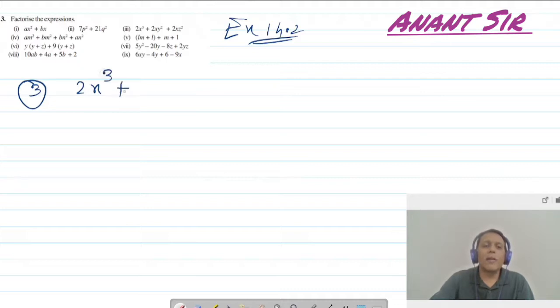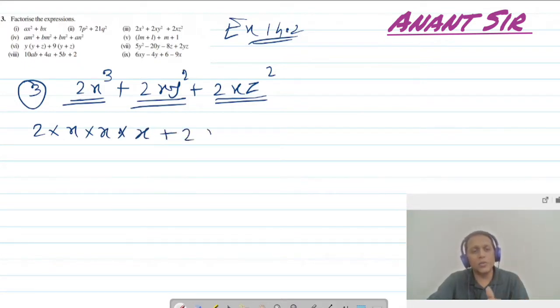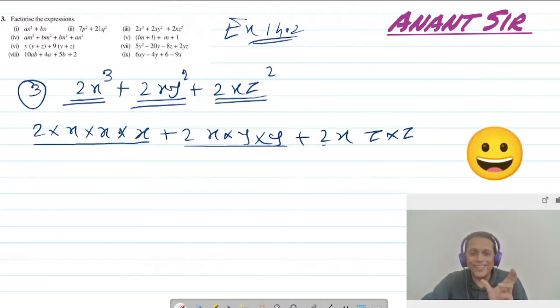2x cube plus 2xy square plus 2xz square. So 2x cube, I can take 2 common, it is in all the three places, but with 2 can I take variable also common? x cube can be written as x into x into x, plus 2 into x into y square as x, y into y, plus 2xz square as z into z. So don't get confused in my 2 and z, okay? So they are a little bit confusing, but try to understand.